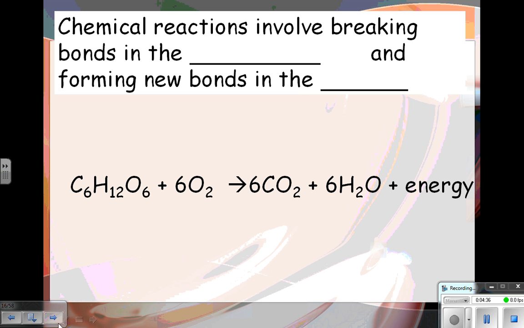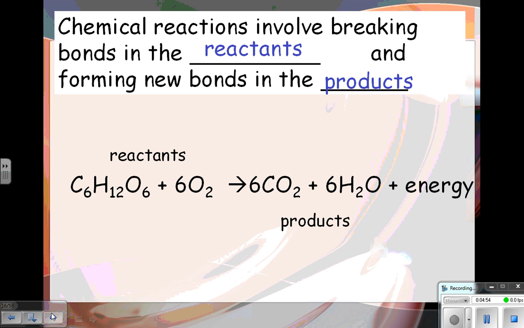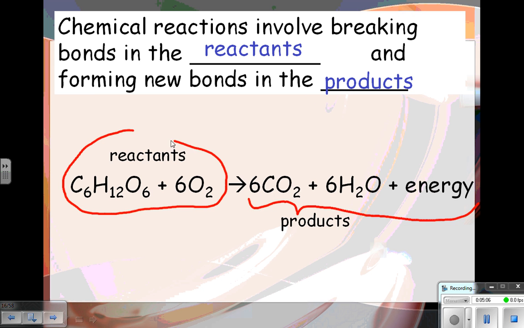Okay, chemical reactions involve breaking bonds in the reactants and forming new bonds in the products. These are the reactants, that's what you start with. And so you break bonds here in the reactants, and you form new bonds here in the products.